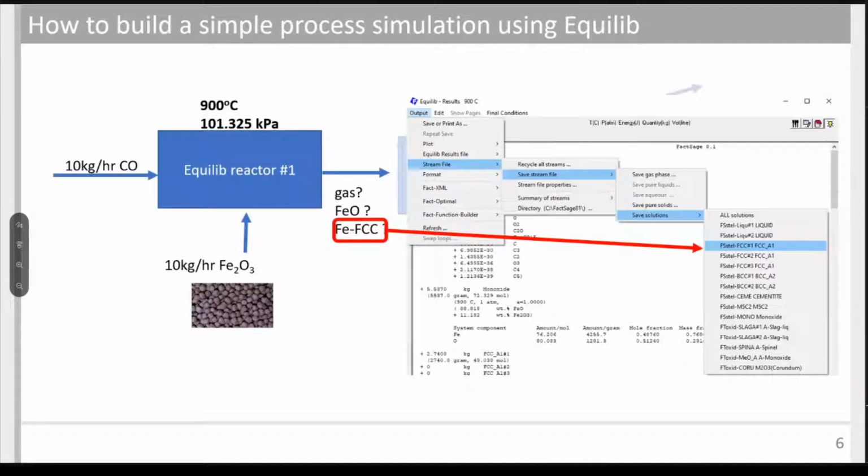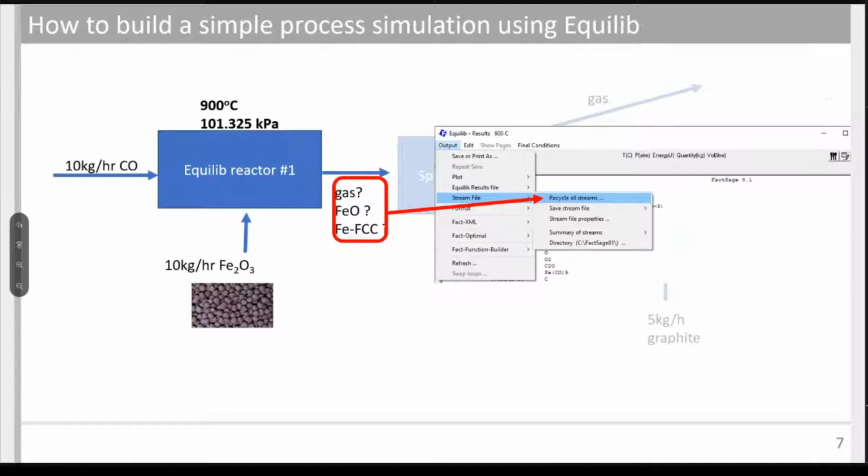The next step would be to go in streams, save stream file, and save solution. We'll go to the FCC, and then we'll be able to start our simulation. Hopefully, we have another option to ease the process a little, so we can recycle all the streams, and this will speed up the process a bit. If we want to keep everything, we can just recycle all streams, and they will be sent to the mass balance window, where we can put zero amount of gas in case we don't want to use the gas in our further calculation.